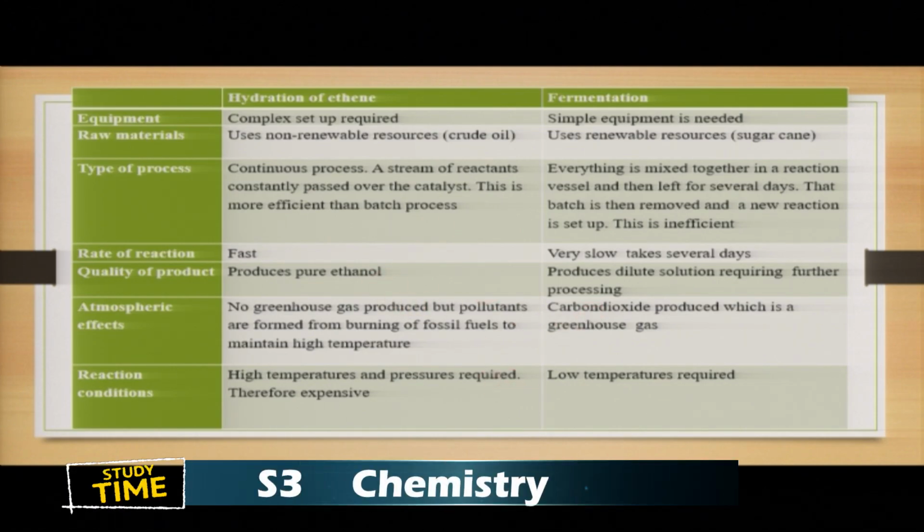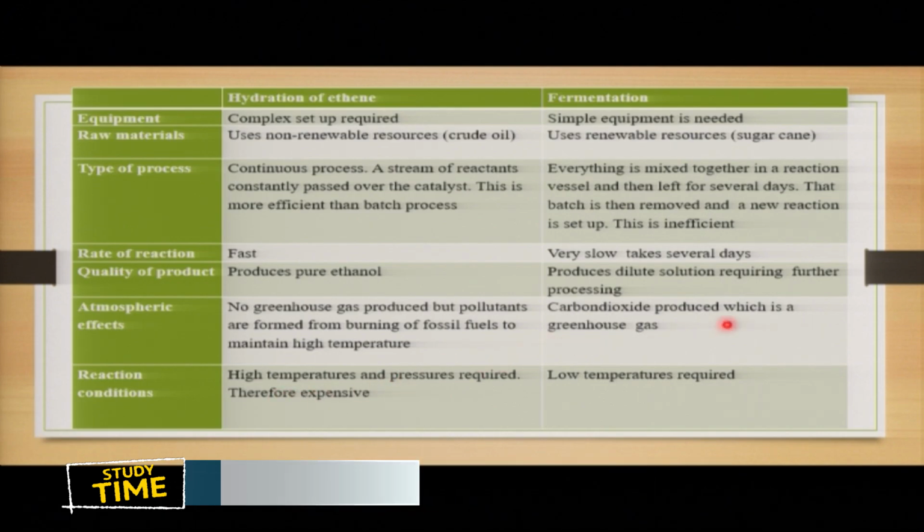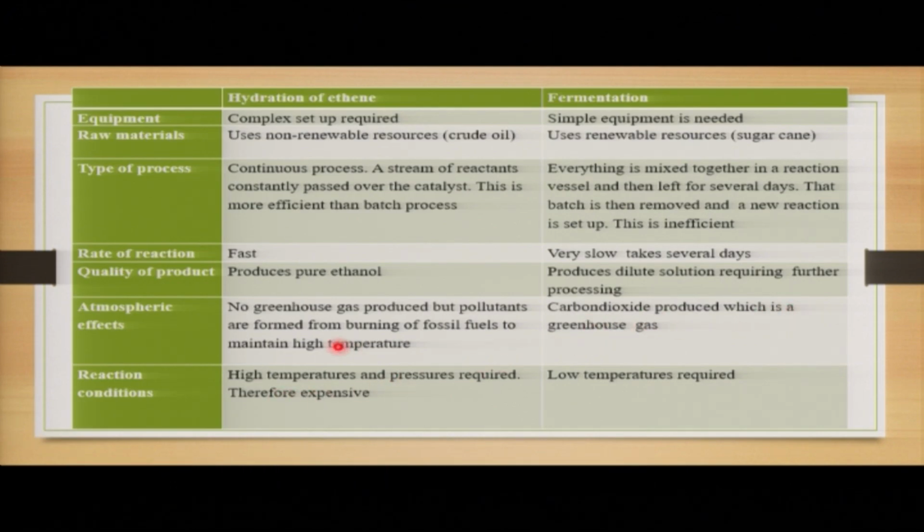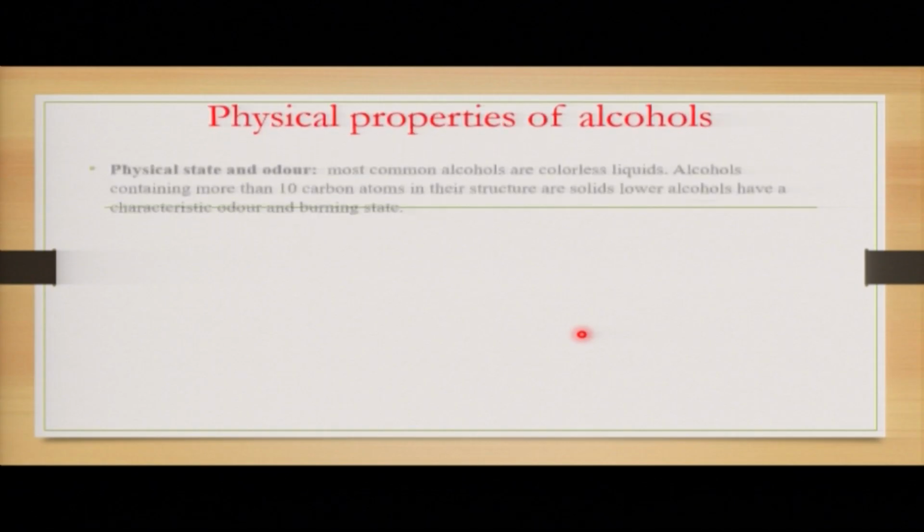And there are many others you can look at, such as high temperatures. You have carbon dioxide, which is a greenhouse gas, whereas there is no carbon dioxide here. So we are comparing which one is the best to use. But remember, those are all industrial processes.